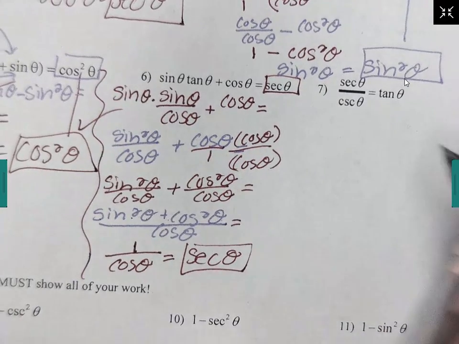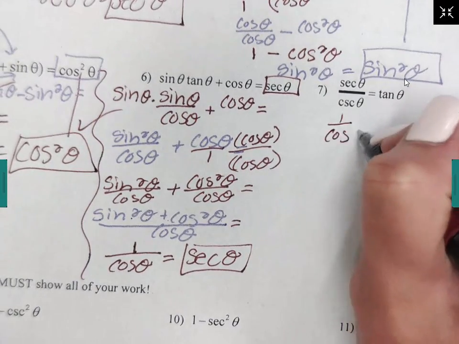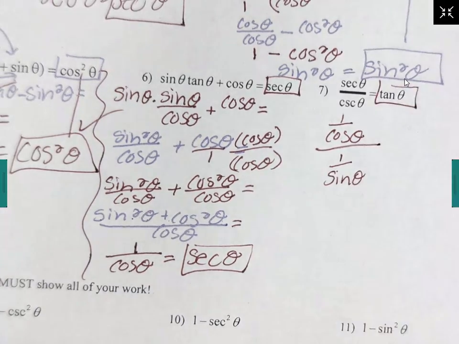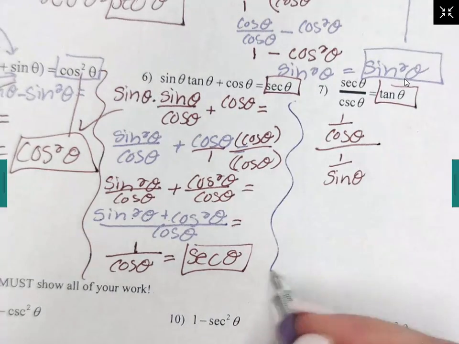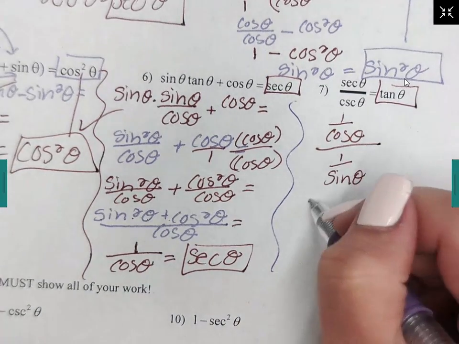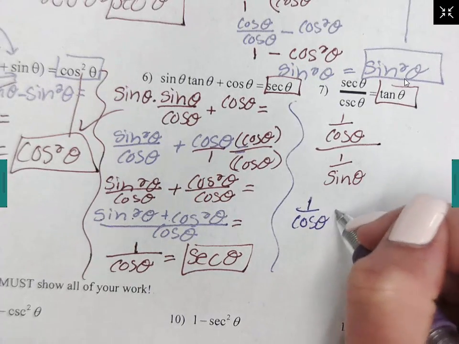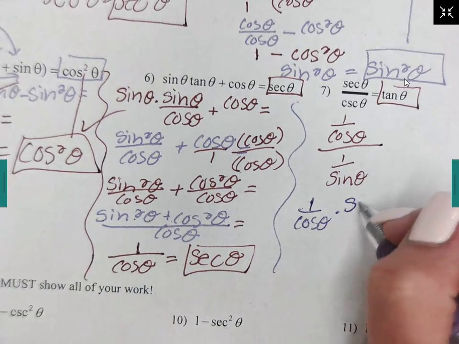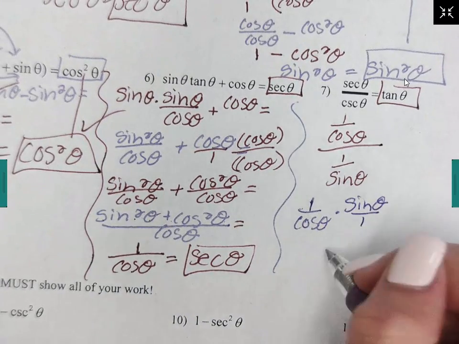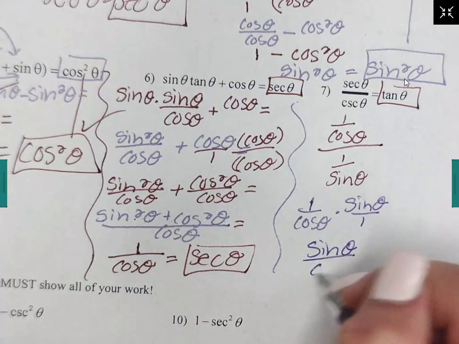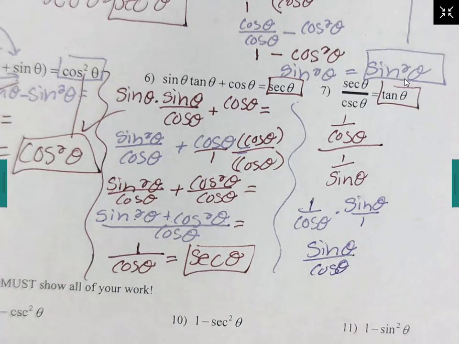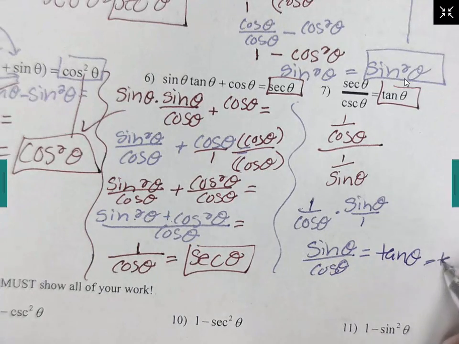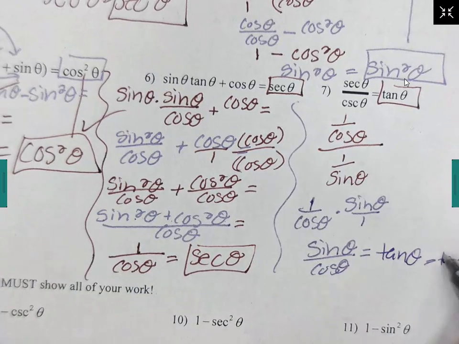Okay, look at number 7. On number 7, the secant of theta is just 1 over the cosine of theta. This one's kind of easy, right? Because at this point, we can just multiply by the reciprocal of the denominator. So we have 1 over the cosine of theta times the reciprocal of 1 over the sine of theta, which is just the sine of theta over 1. That gives us the sine of theta divided by the cosine of theta, which is what? The tangent of theta, which is exactly what we wanted.